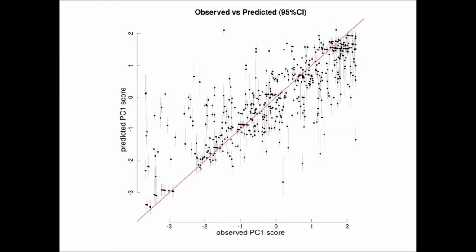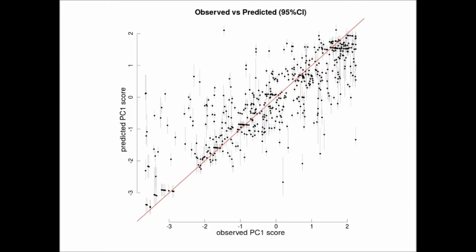So along the bottom here we have our observed position along that PC1 axis of the PCA, and up the side on the y-axis we have the prediction by our model. And we can see the model actually does pretty well. The red line: if dots are really close to the red line, the model did really well. If all the dots were on the red line, our model would be really good. If hardly any of the dots were on the red line, our model would be very poor.